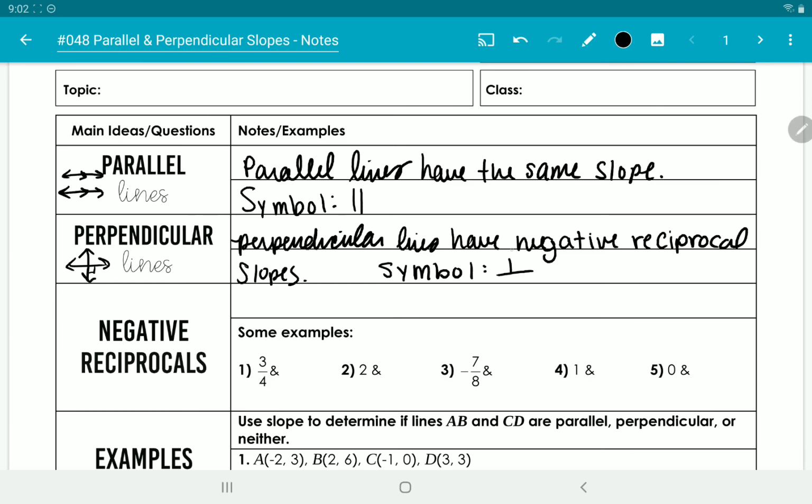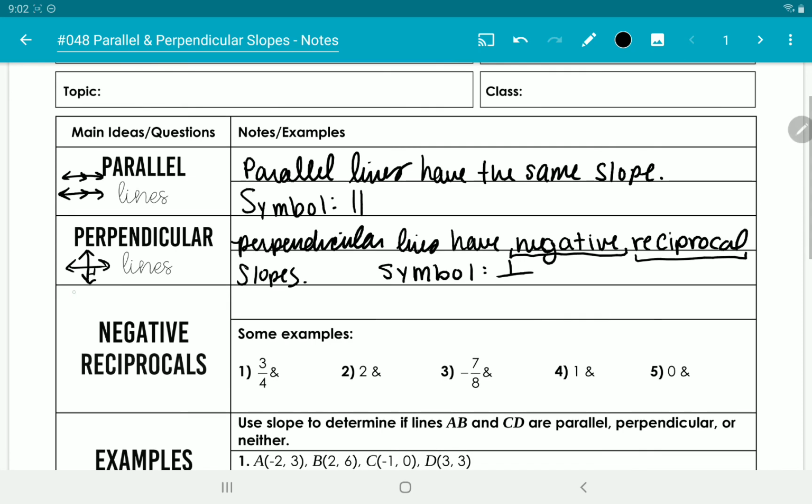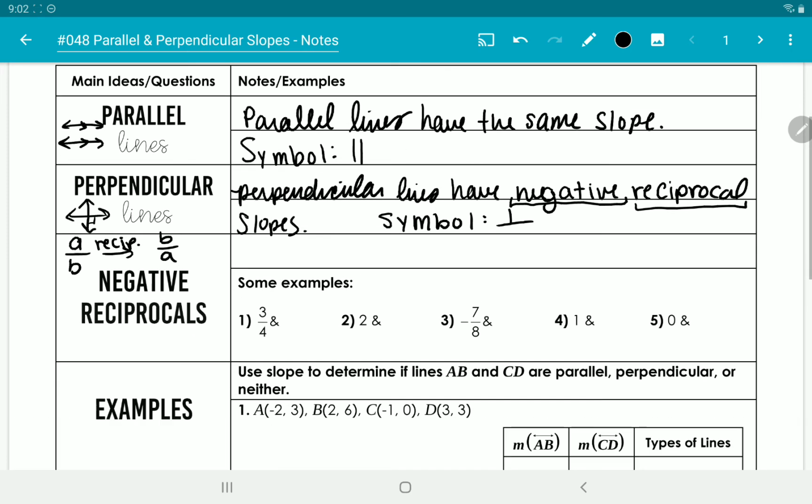Negative here just means that they have opposite signs. Okay, so if one's positive, the other one's negative. Reciprocal means if the slope is written as a fraction, you're going to flip it upside down, and that's what that means. So reciprocal, if you have some fraction a over b, the reciprocal is just going to be b over a. Okay, so you're literally just going to flip it upside down to find the reciprocal.